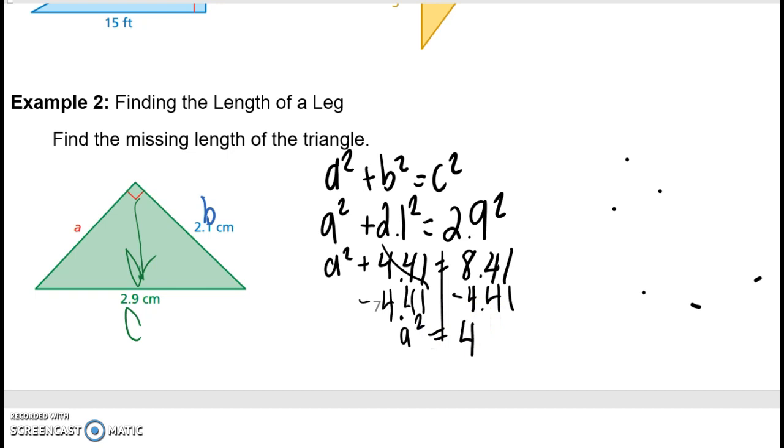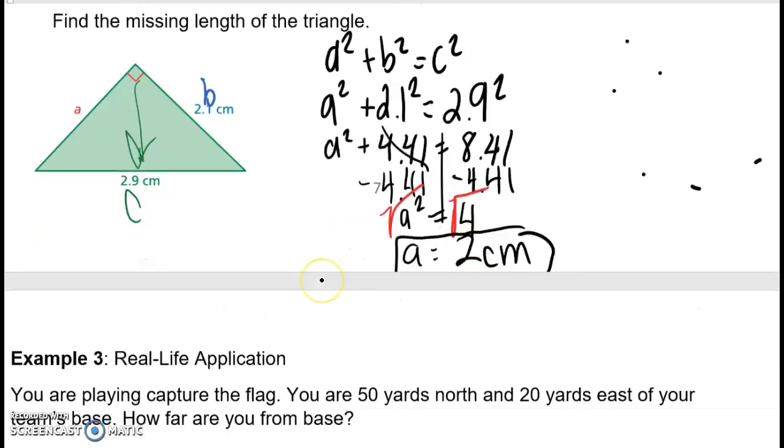You're left with a squared equals 4. Now remember, to get rid of that little 2, we have to do the opposite, which is taking the square root. And you're left with a equals 2 centimeters. So a right here, your leg is 2 centimeters. All right, so let's scroll down.